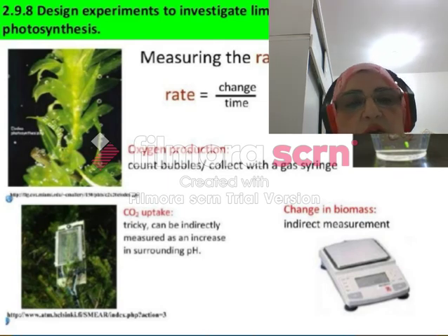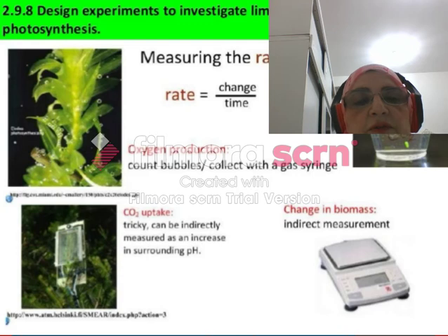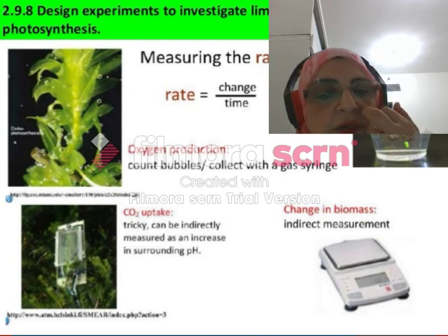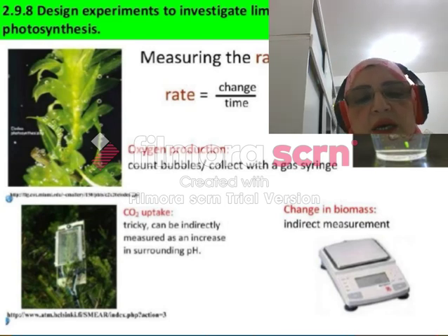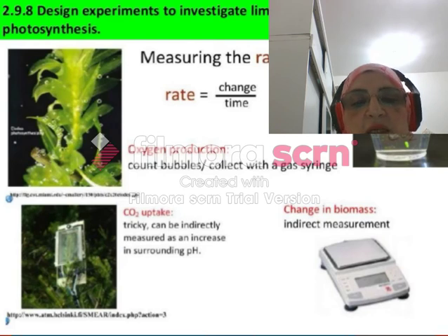Another indirect way that can be used to measure the rate of photosynthesis, rather than using the carbon dioxide, is the change in the biomass of the plant, because as the plant photosynthesizes it is going to make more sugar, more carbohydrates, more plant cells, so the biomass of the plant is going to increase. But remember that every time you are measuring the biomass, there are so many errors in this experiment because it's a wet mass, not a dry mass. It will be more accurate if you measure the dry mass of the plant rather than the total biomass.